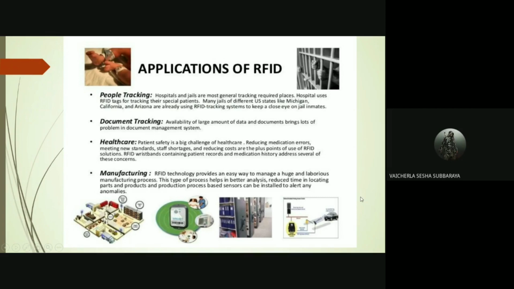Applications of RFID: people tracking. Hospitals and jails are the most common places requiring tracking. Hospitals use RFID tags to track special patients. Many jails in US states like Michigan, California, and Arizona are already using RFID tracking systems to keep a close eye on inmates. Document tracking: the availability of large amounts of data and documents brings a lot of problems in document management systems. There are many more applications, such as healthcare and manufacturing.